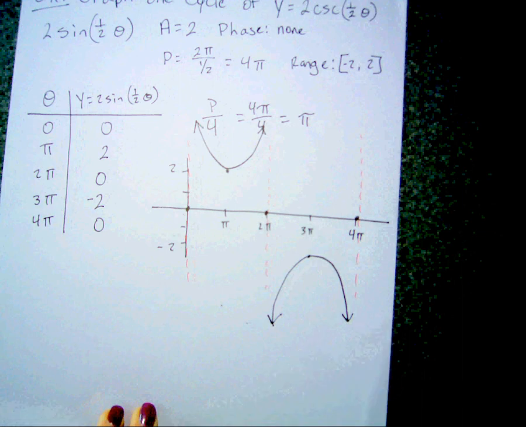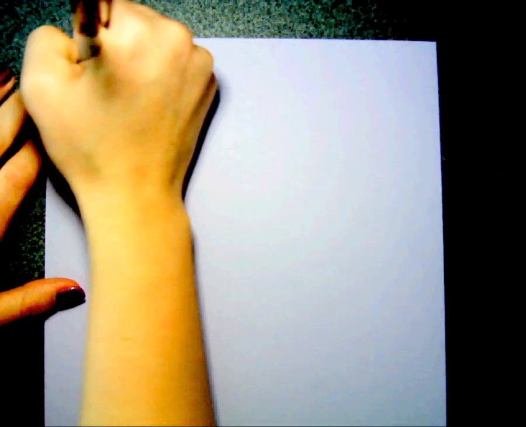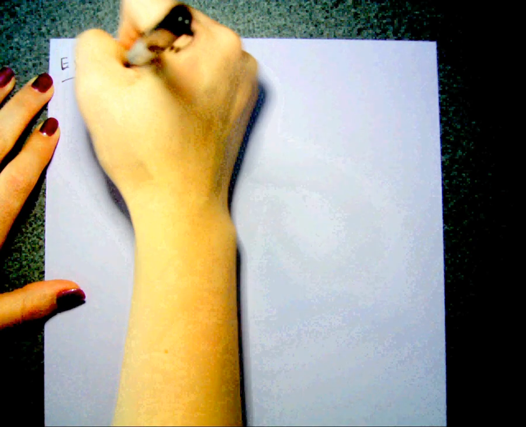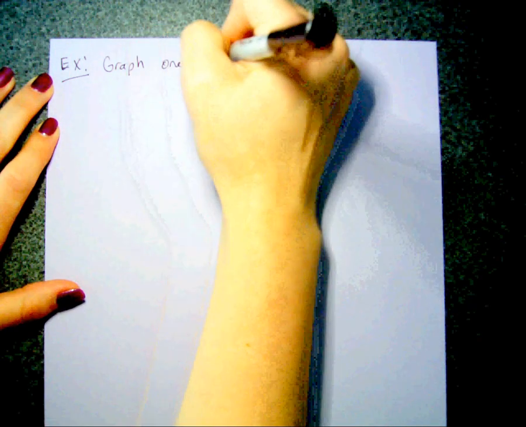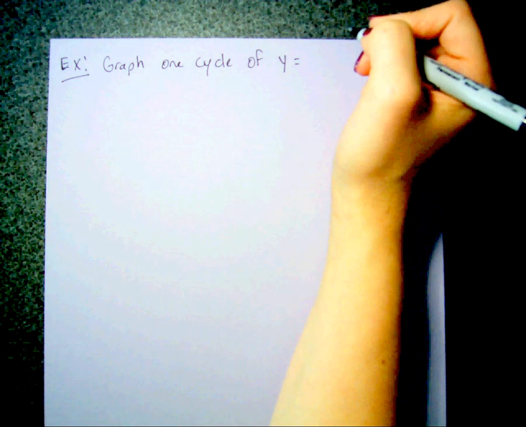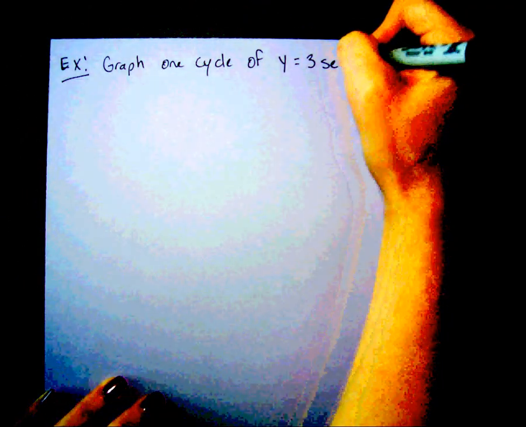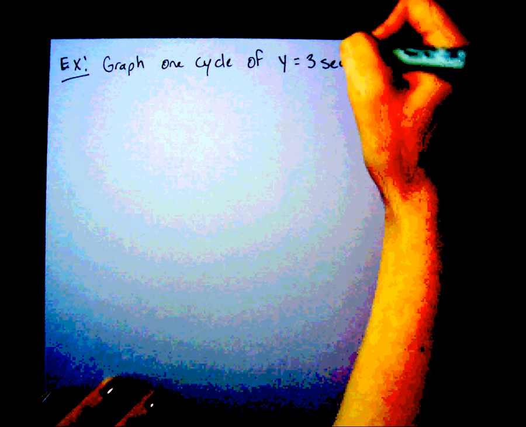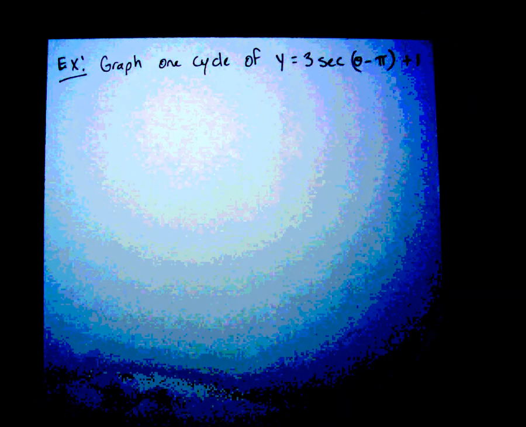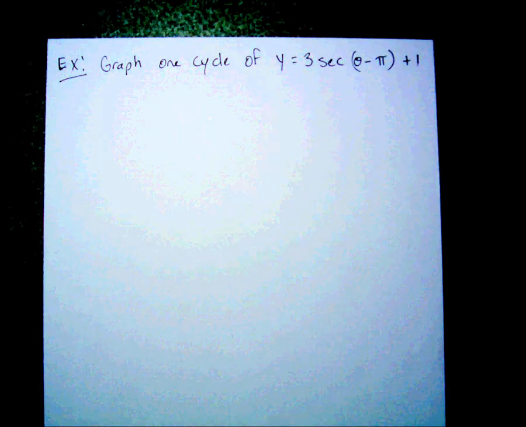All right, and you can pause that or come back. I'm going to go ahead and do a graph of secant just for sake of time. And so same thing, I want to graph one cycle of y equals, let's say, 3 secant theta minus pi plus 1. I'm going to graph this. So 3 secant theta minus pi plus 1.